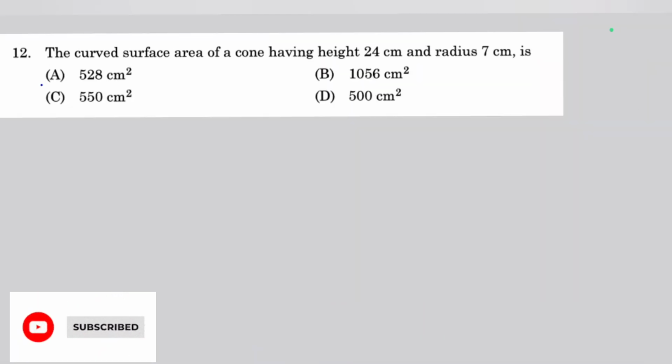This is the question that is related to surface area and volume. So this is the topic regarding mensuration. What is given here? The curved surface area of a cone. What we have to find out is the curved surface area of a cone.